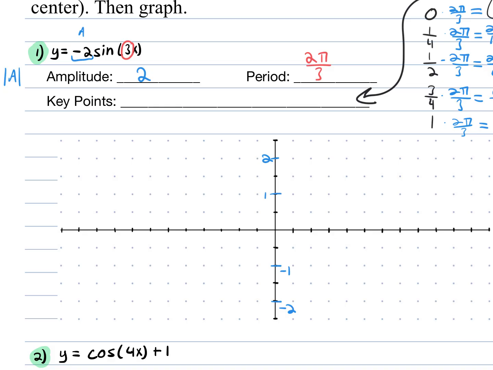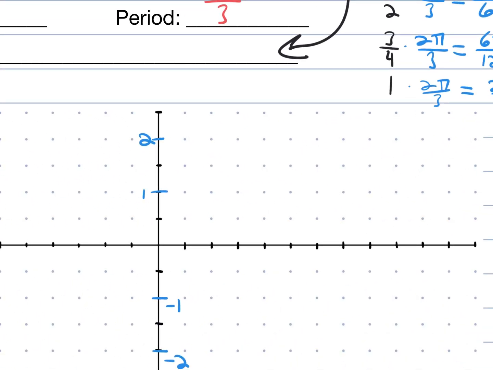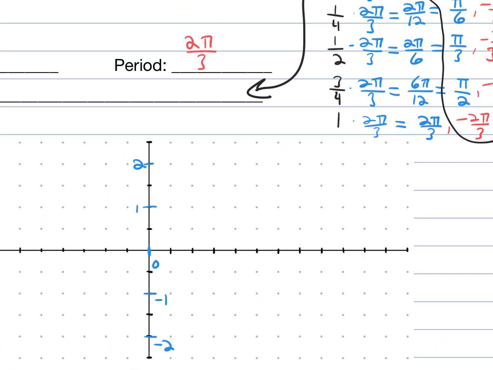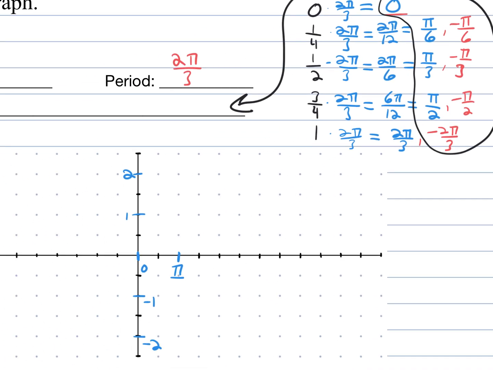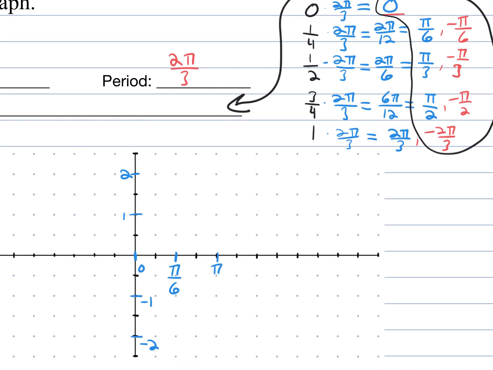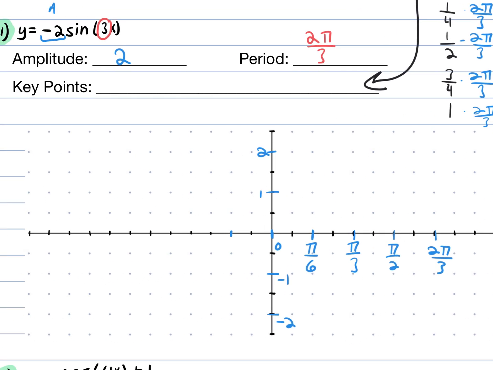And then we can label our key points on the x-axis. We know that this is 0. And then again, you can skip around. You don't have to do tick mark by tick mark, right? So then this is going to be pi over 6? Pi over 3, pi over 2, and then 2 pi over 3. And then we can do the same thing in the opposite direction. Let's use the negative ones that we found. Negative pi over 6, negative pi over 3, negative pi over 2, and then negative 2 pi over 3.